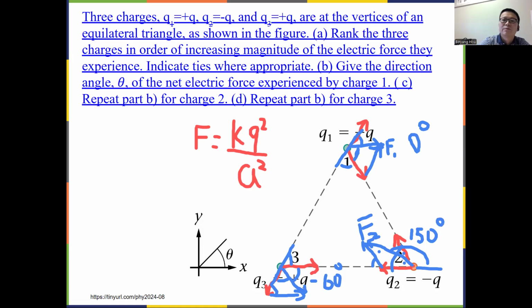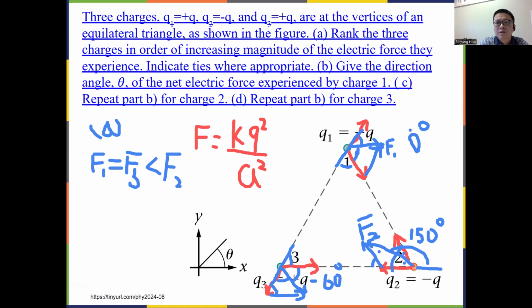All right, so I think we have all the information. F1 and F3 should have the same length. So for A, it's not pretty here, but F1 in the order of increasing. F1 equals F3, and less than F2, because F2 is the biggest one.